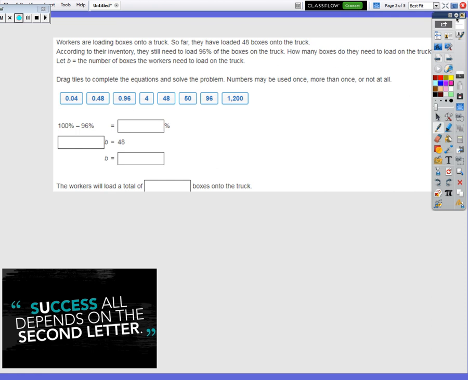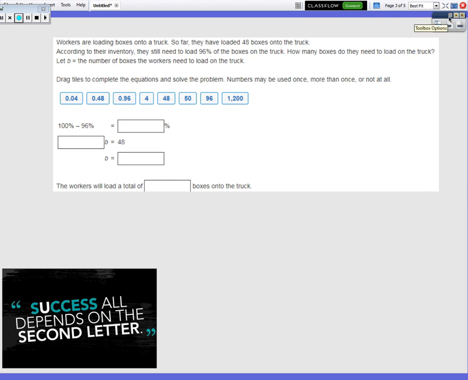This reminds me of a problem I kind of gave you guys with the aquarium the other day. Workers are loading boxes onto a truck. So far, they have loaded 48 boxes onto the truck. According to the inventory, they still need to load 96% of the boxes on the truck. How many boxes do they need to load on the truck?